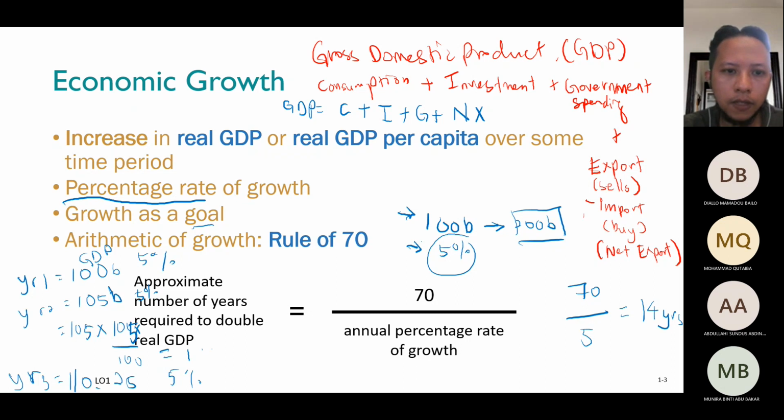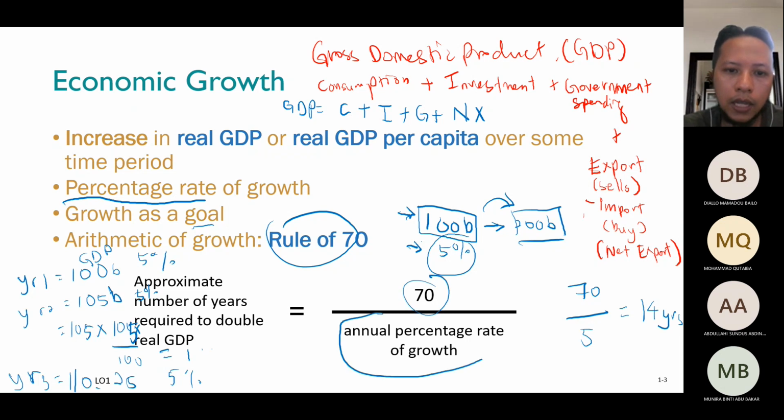And basically the rule of 70 is just saying you can calculate how long it will take for the number, this 100 billion, to become double its value. Okay, so double its value is 200 billion. So you can calculate 70 over the annual percentage rate of growth. Okay, so here basically it will take 14 years for the value of GDP to become double.